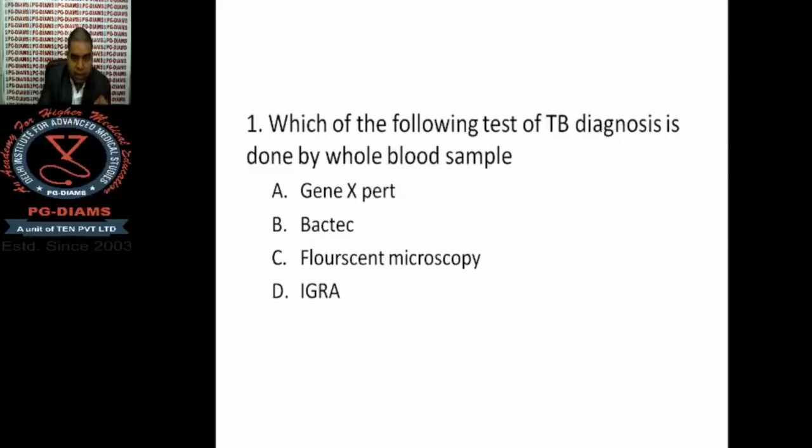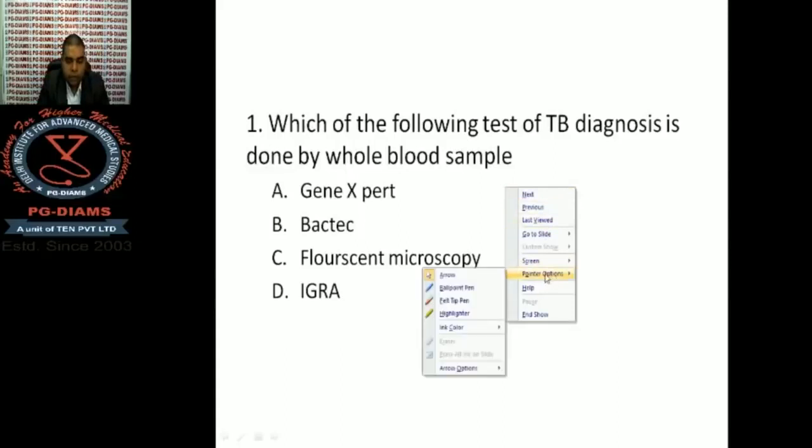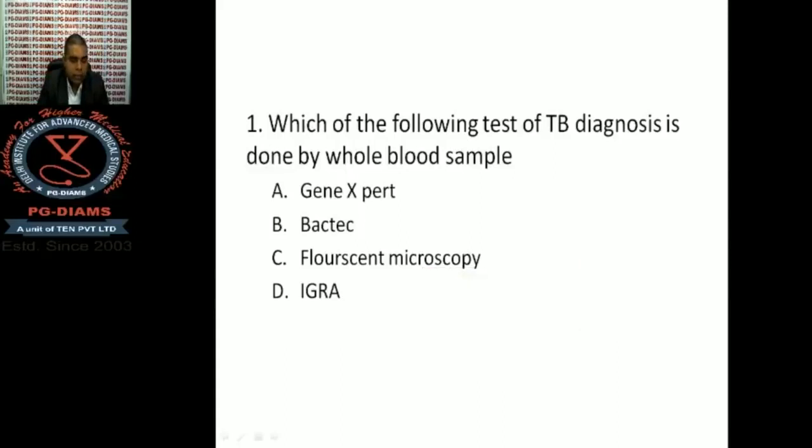First is test for TB diagnosis by taking whole blood sample. Okay, so for that answer we have to know about all the options in detail. First, let's go through all the options one by one. Let's first read about this IGRA. What is this IGRA? IGRA is interferon gamma release assay, and it is the only test among these four which takes whole blood sample for diagnosis. Okay, so the answer for this is D. But let's know all this question one by one in detail.